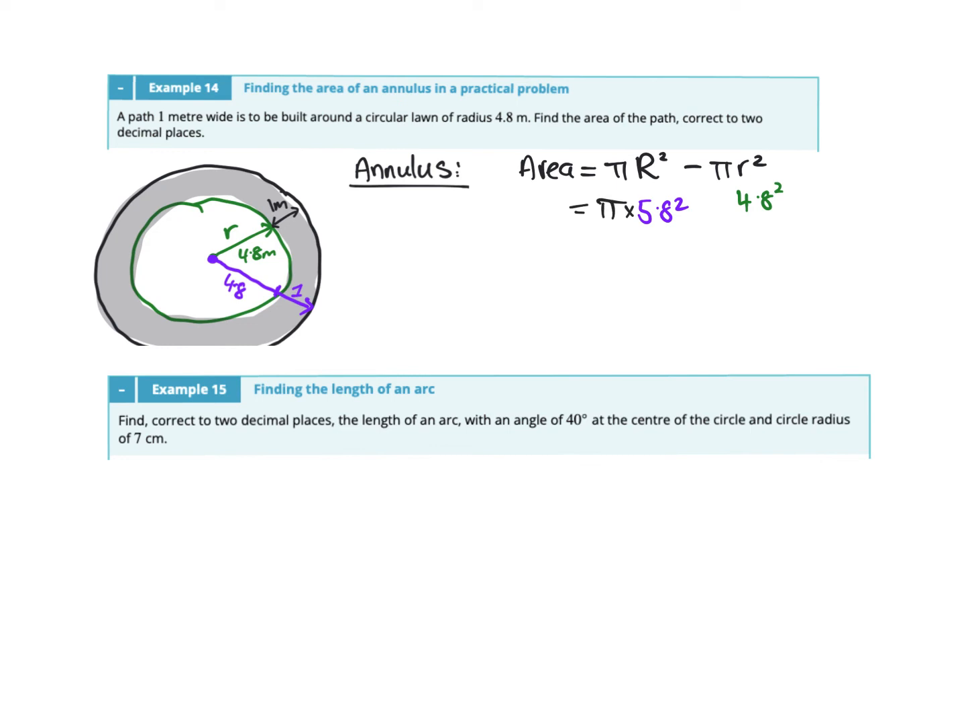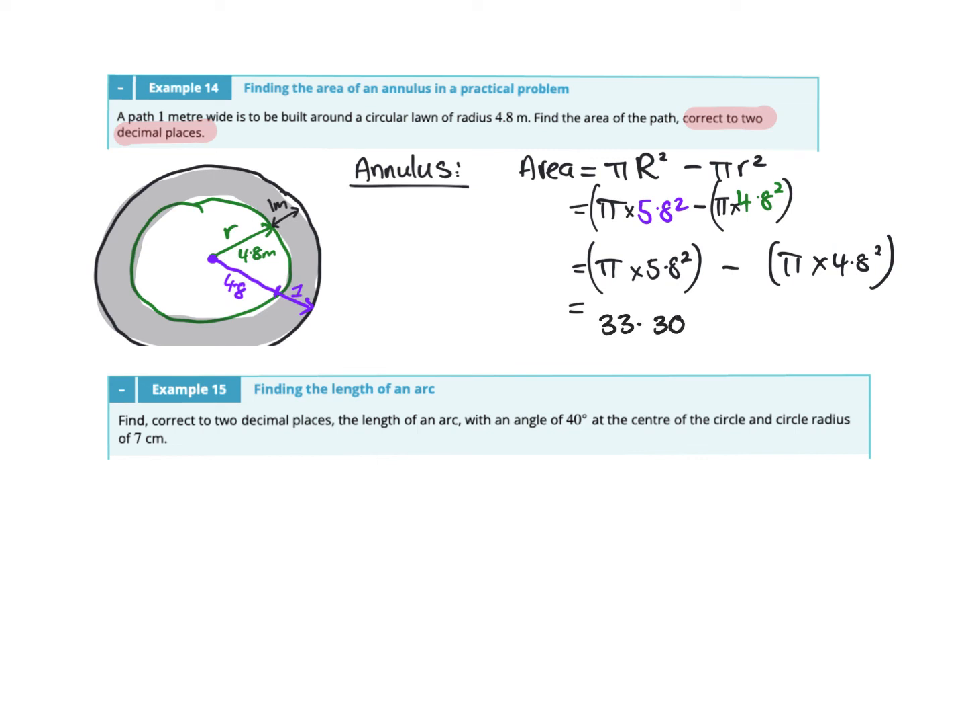We'd have pi times that minus pi times that. So you could pop it in brackets if you like. I'll just tidy that up. So it's pi times 5.8 squared minus pi times 4.8 squared. And you type that in the calculator exactly like that. Okay, so it said correct to 2 decimal places. So our final answer is going to be 33.30 metres squared. So that's how much the area of the path might be.